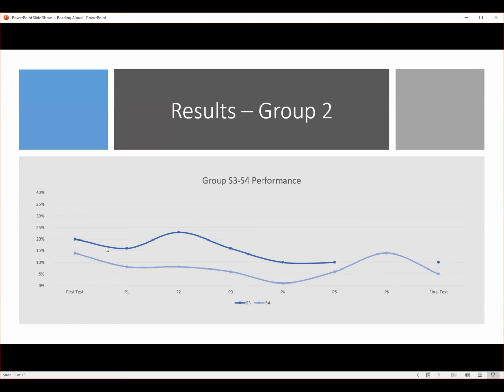Student 3 managed to go from making a mistake in 1/5 of all the words that she said down to 10%. So a big improvement there, I would say. And the other student in that group went from nearly 15% of all of the words containing mistakes down to about 5%. So some pretty good results there, looking at the tests.